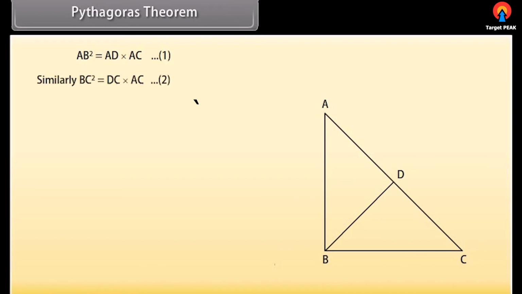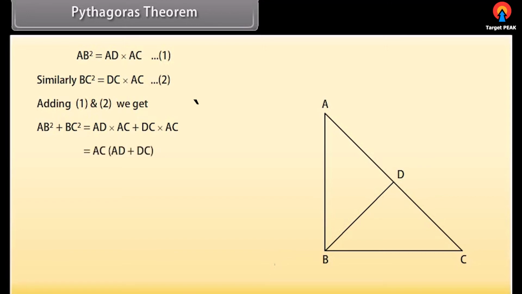Similarly, BC square equals DC into AC. Mark it as 2. By adding 1 and 2 we get AB square plus BC square equals AD into AC plus DC into AC, which equals AC into AD plus DC, which is AC into AC, AC square. Therefore, AB square plus BC square equals AC square. Hence proved.